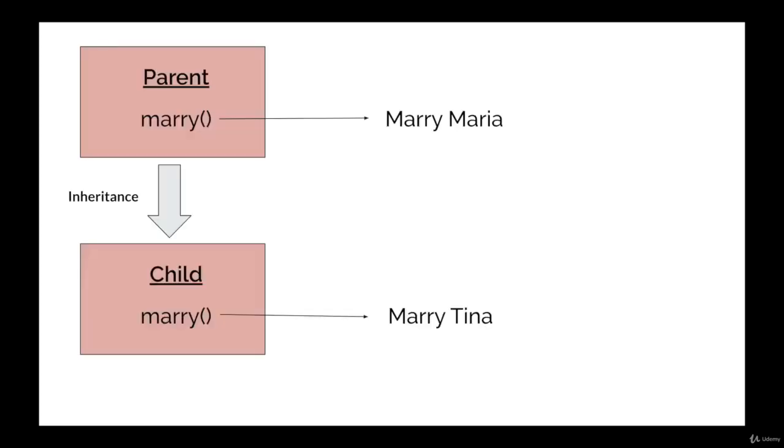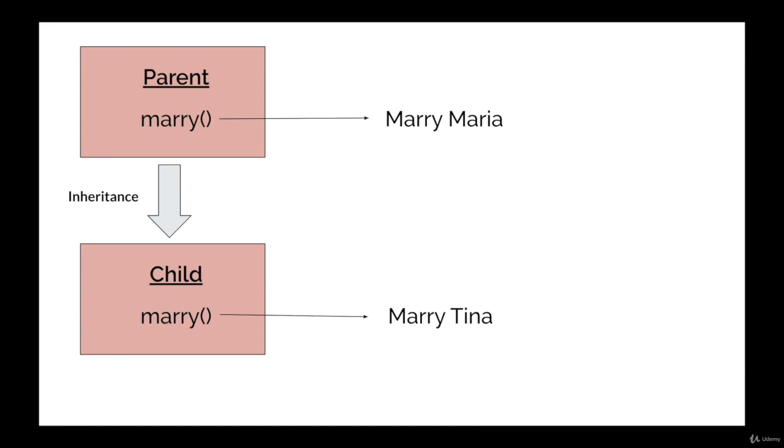So let's take this example. We have a parent class, and you are the child of the parent. Every parent makes sure that his or her child gets married, or they at least wish so. So suppose the parent has defined a method called marry, and they say that you have to marry Maria.